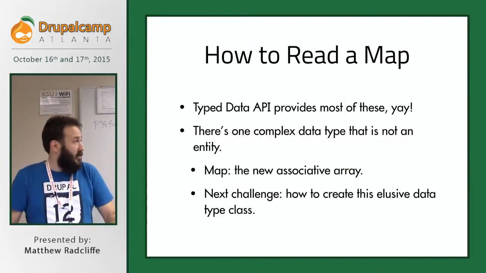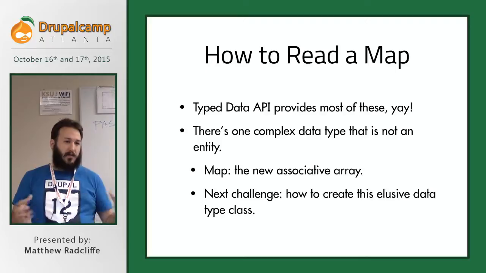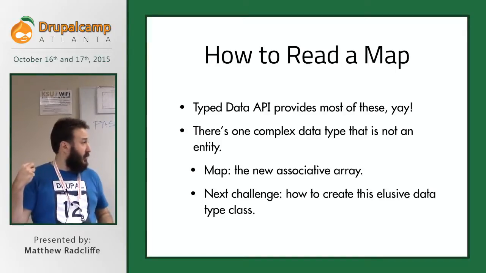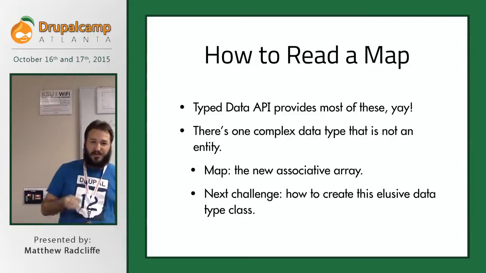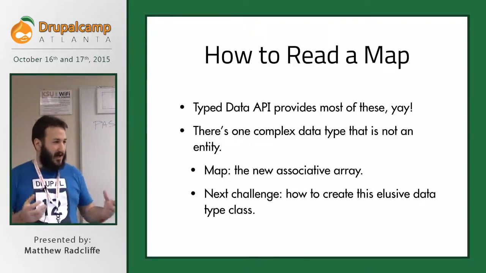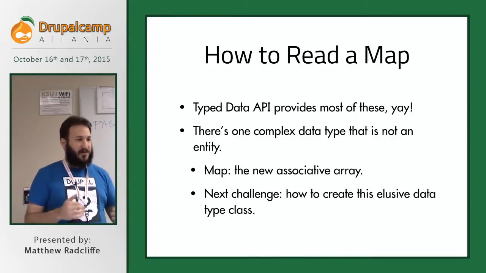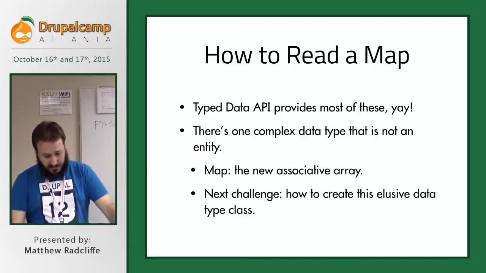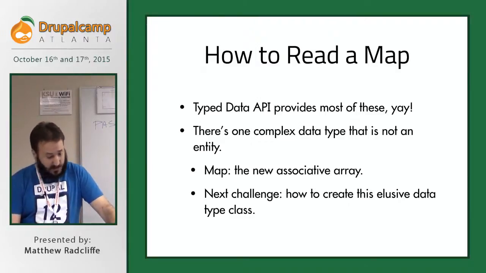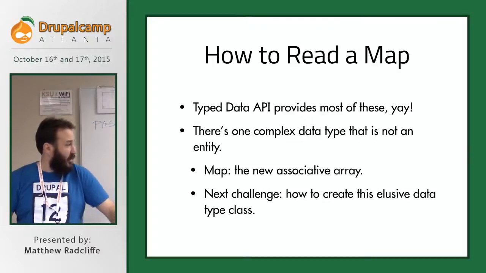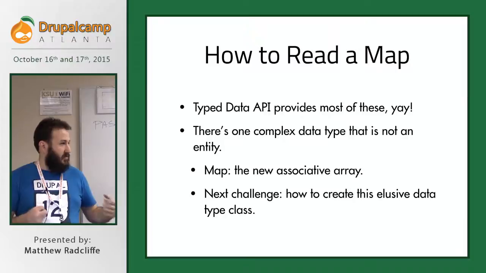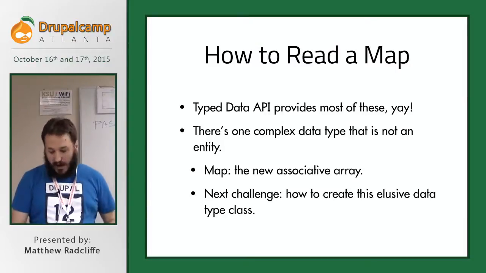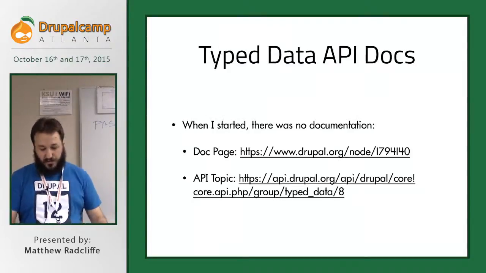And there is. And so there's two types of complex data types. There's entities, and then there's something called a map. And a map is pretty much the Drupal 8 equivalent of an associative array. So it's a class-based hierarchical data type. And so I'm like, okay, this is awesome. I think I can do it. So how do I go about actually creating this data type? How do I go about describing my data types to Drupal?